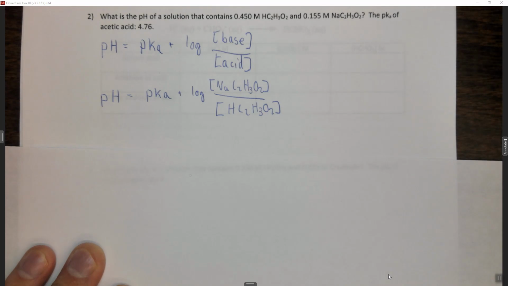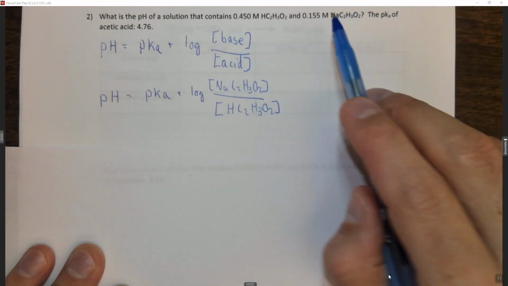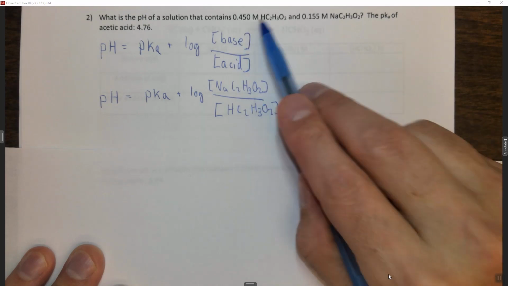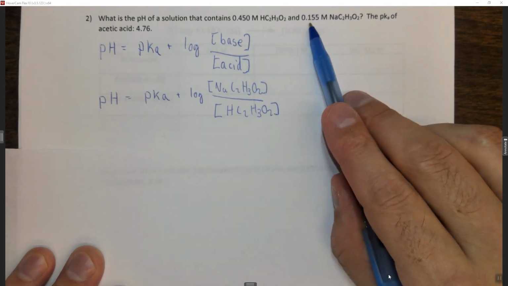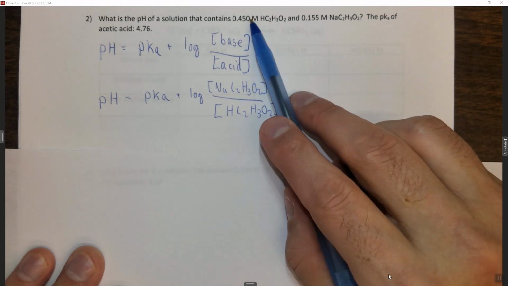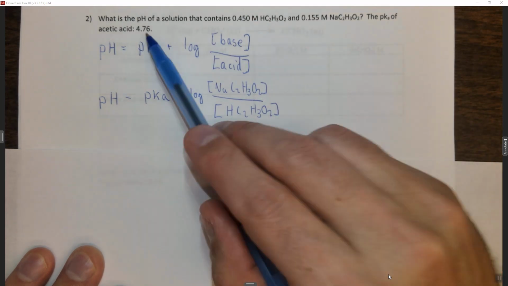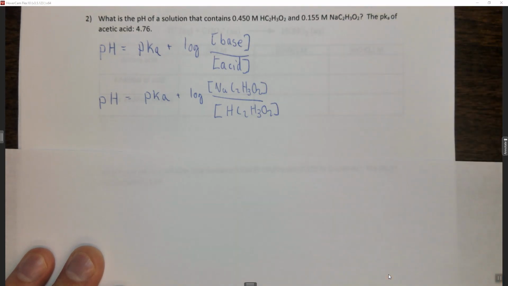So a couple things to consider before we plug some numbers in here. If we notice here, the concentration of acid is higher than the concentration of base, 0.45 molar for the acid, 0.155 molar for the base. So since the acid concentration is higher, the pH should be less than the pKa because acids bring the pH down. So it's just a good check because if you put these things upside down, you'll get the opposite answer.